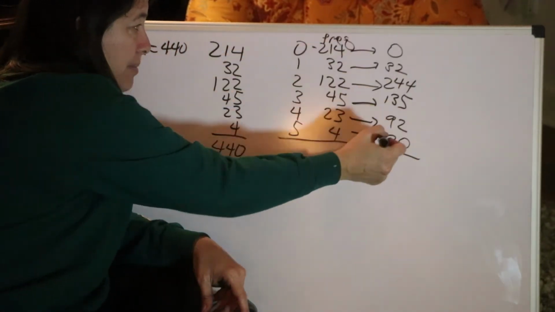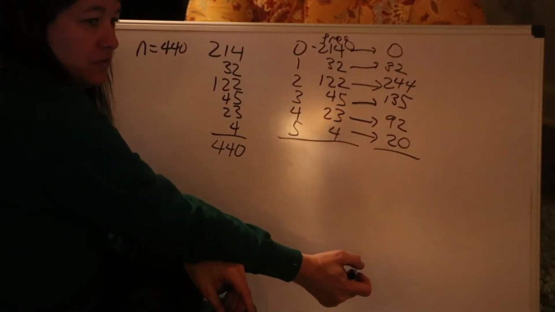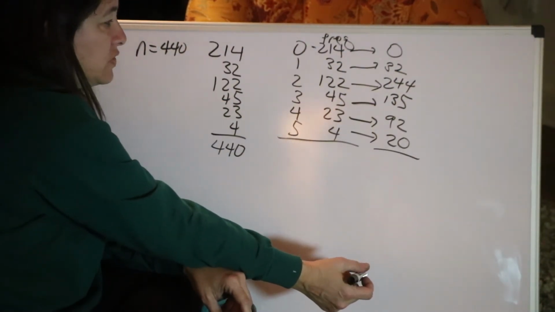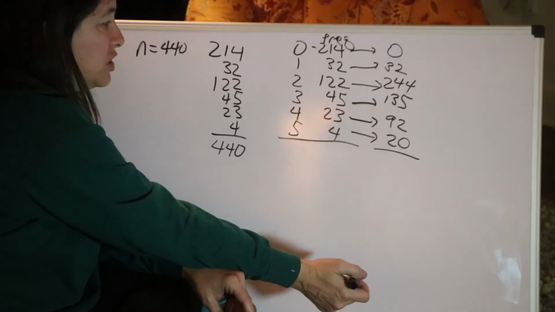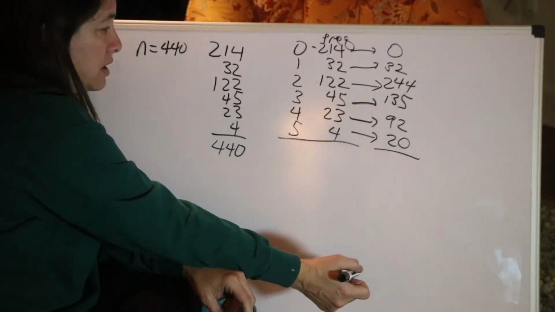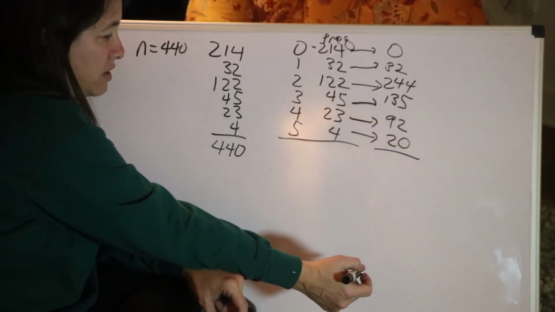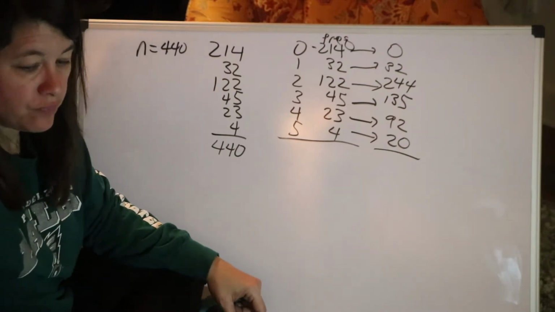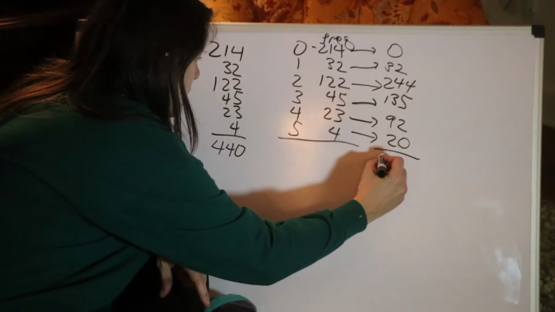So let's add these up. Calvin, help. Okay, so 0 plus 32. 32 plus 244, plus 135, plus 92, plus 20, 523. 523.